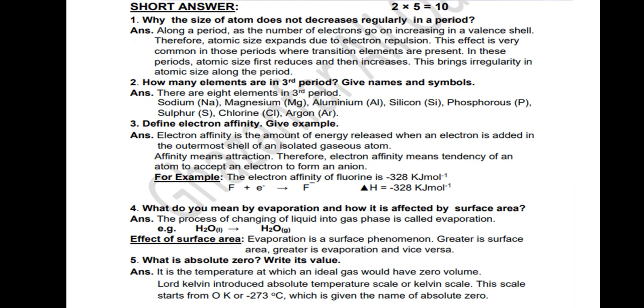So this is the correct answer, that you have to write the definition, that you can say that it is the temperature at which the ideal gas would have zero volume, and also you have to write the numerical value, that is equal to minus 273 degrees centigrade or 0 Kelvin.